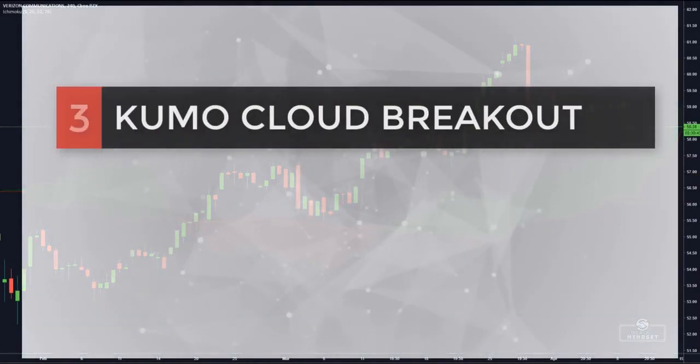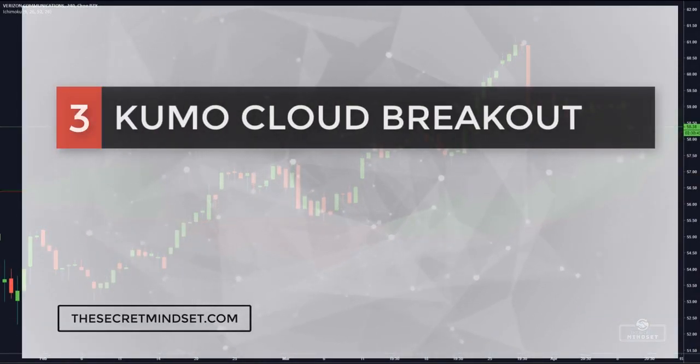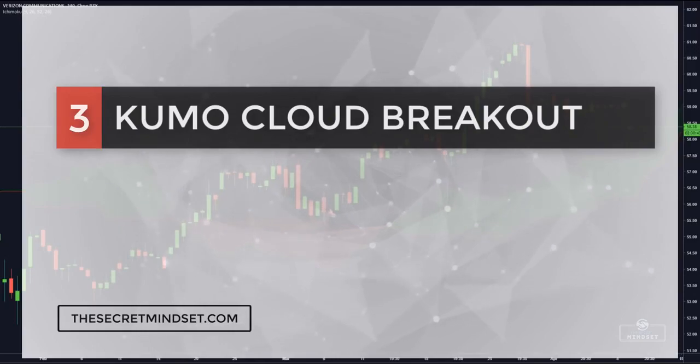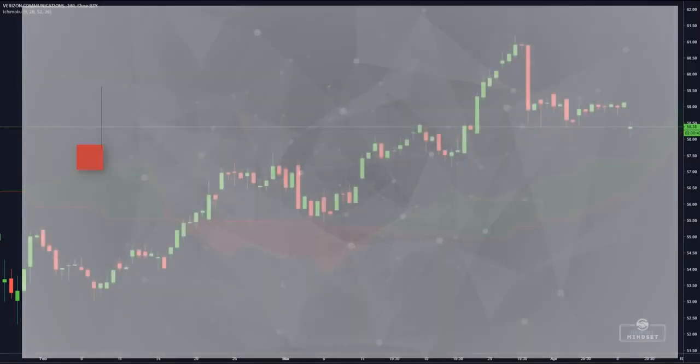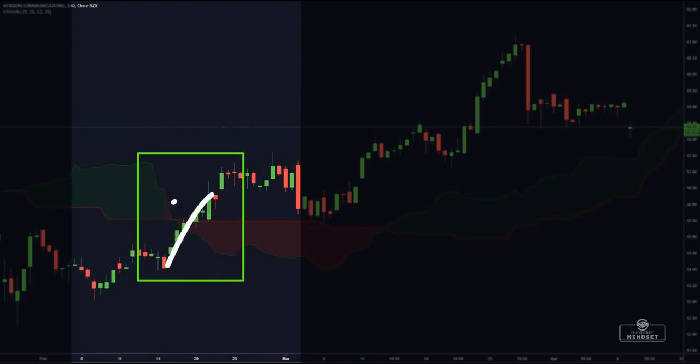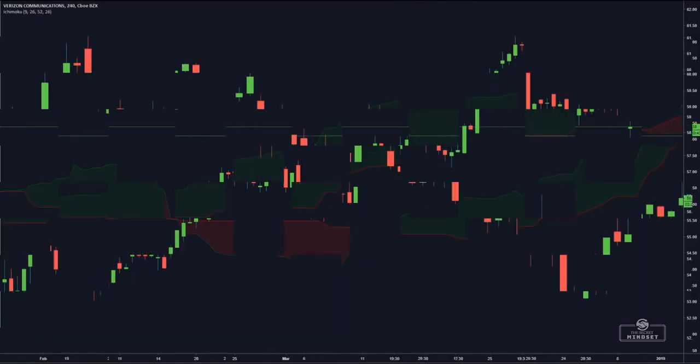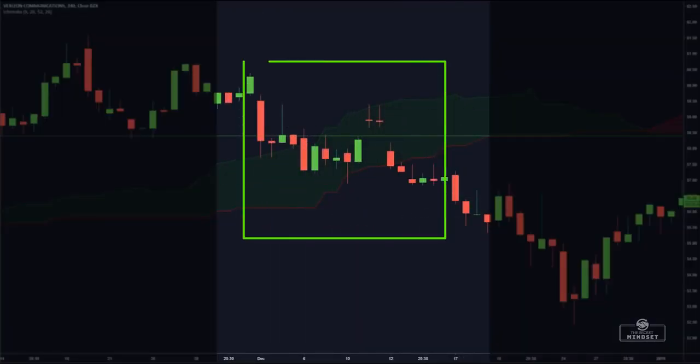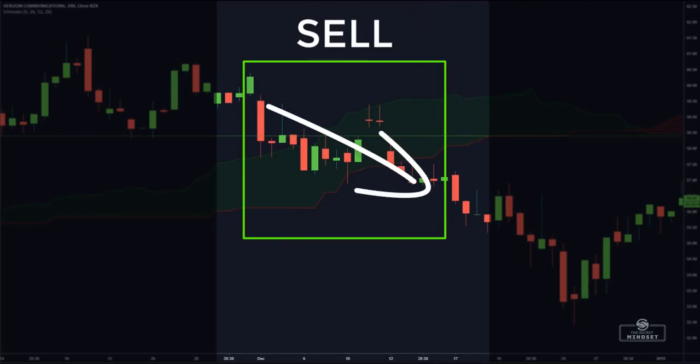Another trading technique involves the Kumo cloud breakout. This signal occurs when the price cuts through the Kumo cloud. When the price enters the Kumo cloud and breaks its upper wall upward, we have a bullish signal. And when the price enters the Kumo cloud and breaks its lower wall downward, we have a bearish signal.